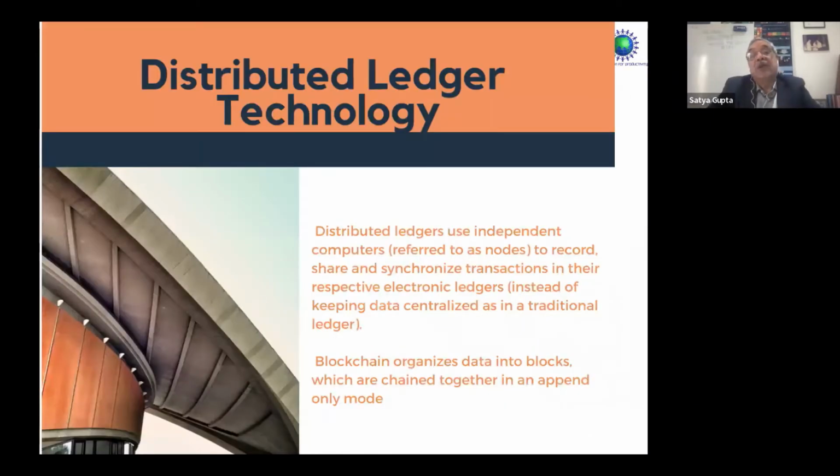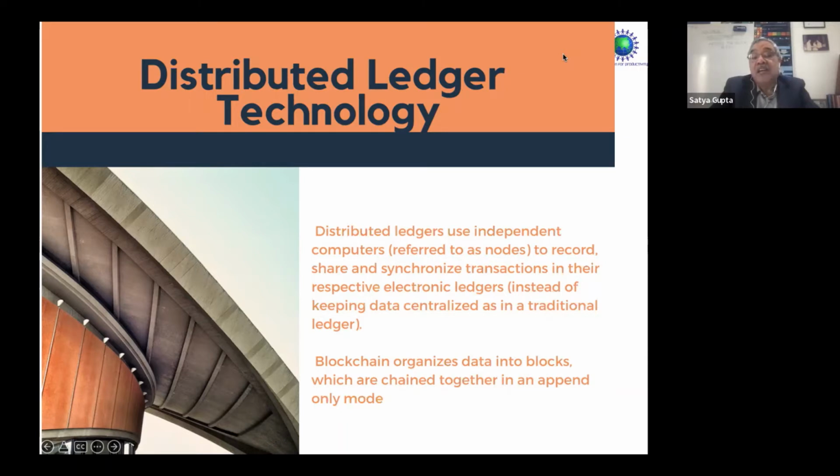Distributed ledger technology, which is the other name of the blockchain, uses independent or autonomous computers, referred to as nodes, as you know, to record, share, and synchronize transactions in their respective electronic ledgers. Electronic ledger means digital ledger, not in paper form, instead of keeping data centralized as in a traditional ledger. So that is the difference. It is not centralized and it is not a traditional bookkeeping kind of ledger.